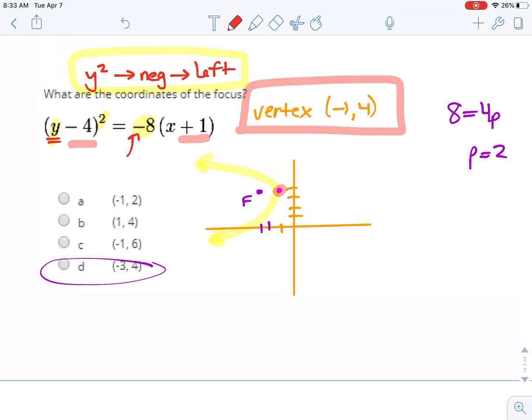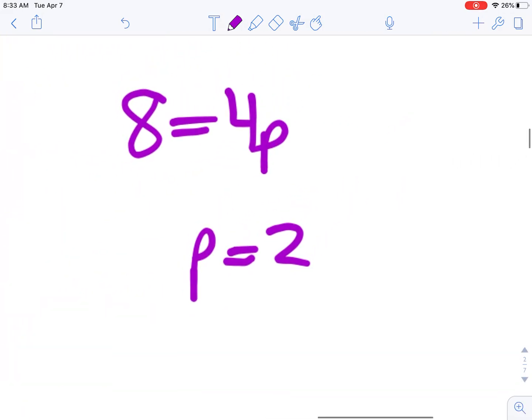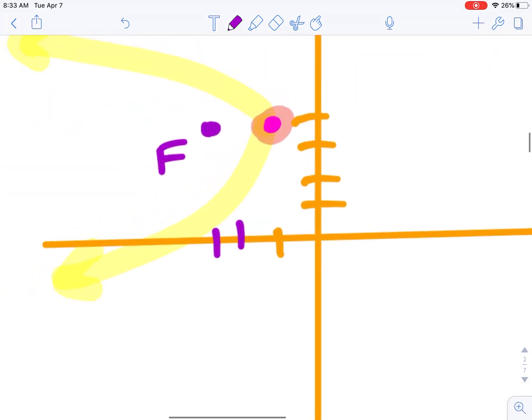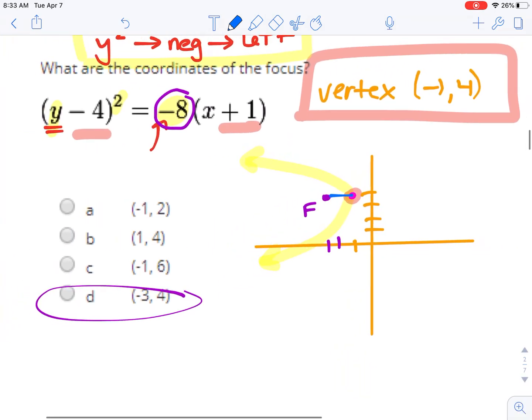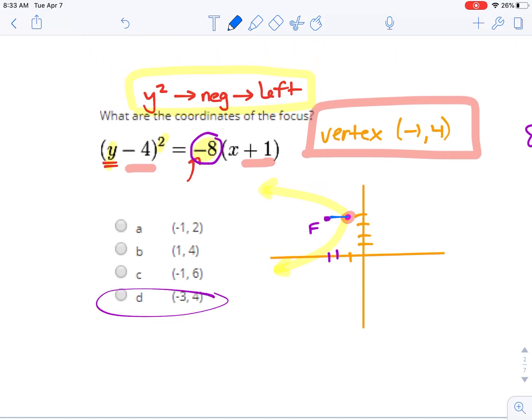Our p-value, to find that, we take this number, and I don't worry about the negative. I let the negative decide the direction. So I just take the 8 and I set it equal to 4p, so my p-value is 2. And if I plot a length of 2 or distance of 2 from my vertex, I end up where my focus is, and then that ordered pair is -3, 4.